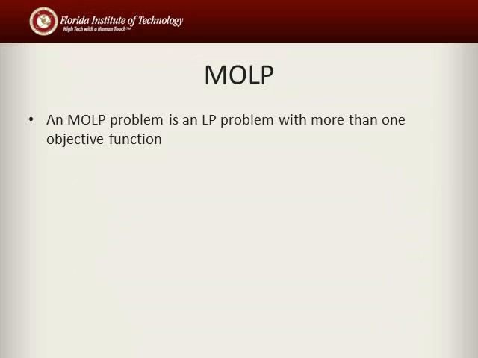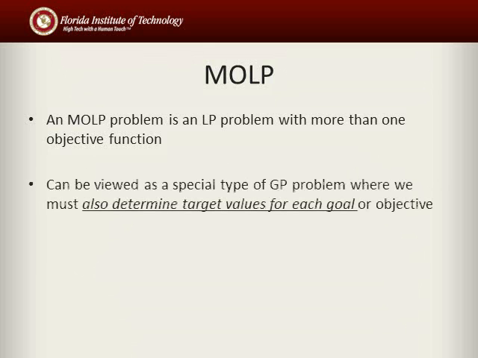The multiple objective linear programming problem is an LP problem that has more than one objective function. It is viewed as a special type of goal programming problem because we are using goals in a sense here. However, we have to determine the target values of each of the goals. In a goal programming formulation, we use deviational variables. In here, we don't use deviational variables. We use a technique that we'll go over in the next few slides to calculate our right-hand side values for our goals, our target values.